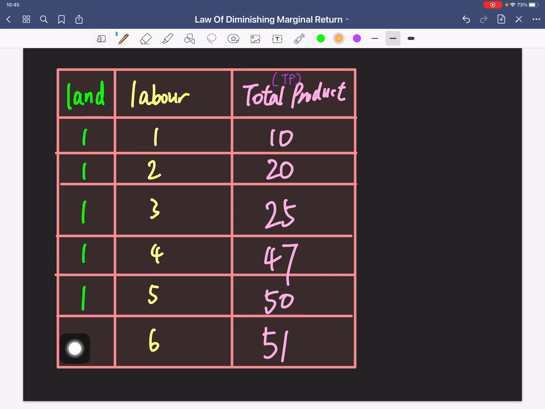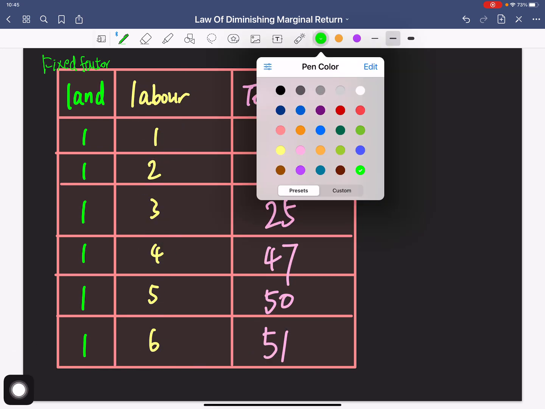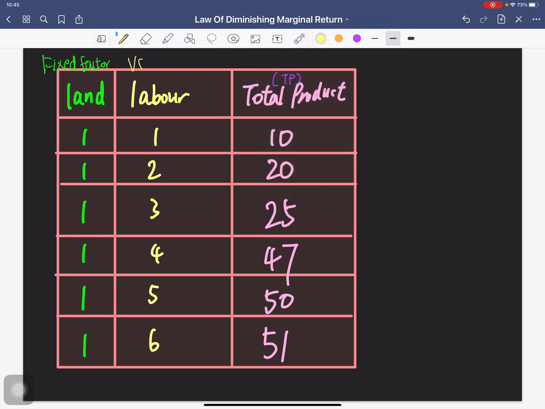That's why land in this example is going to be a fixed factor, because it will not vary with our output level. While labor, you can see that we can adjust it. The quantity of output is going to vary, change according to our output level because it's adjustable, right? So we call it variable factor because it varies with our output level.